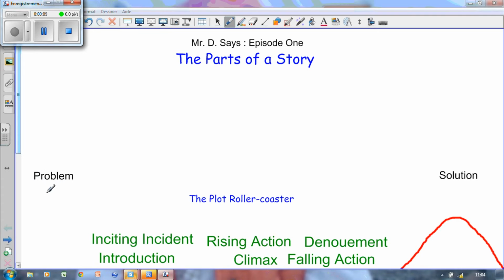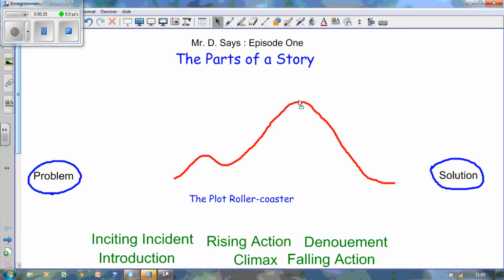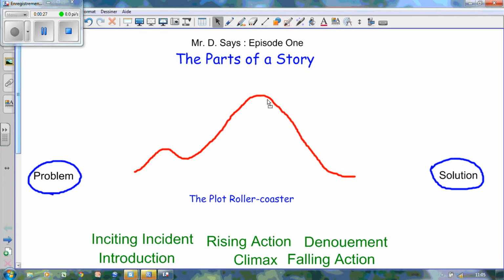Today I'll be talking to you about the parts of a story. You may remember in class that I've talked to you about the fact that stories pose problems. They put forward some sort of question, and ultimately the end of the story will give us some sort of solution to that problem or an answer to the question. In the past, the way that I've best liked to represent this is with a little line that looks something like this. And this is what I call my plot roller coaster.